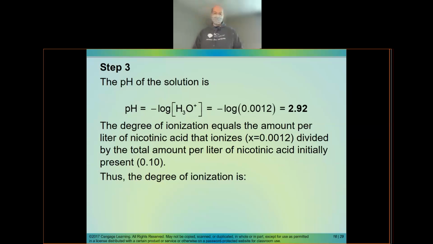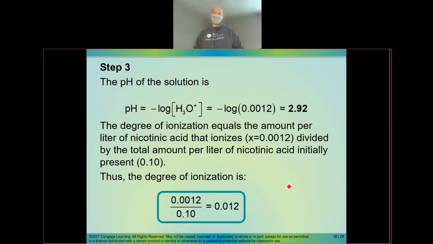And then your degree, you take your X divided by your initial. Again, that's 0.012. And if you wanted the percent ionization, it would be 1.2% for your ionization.